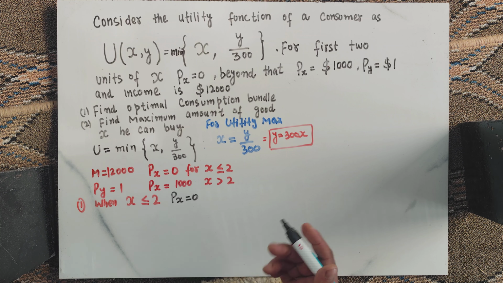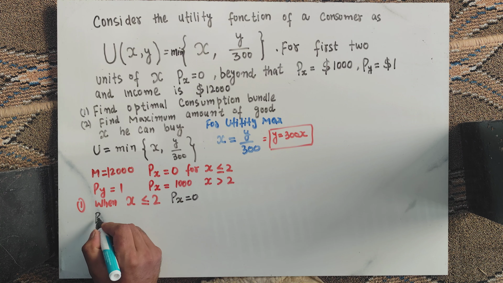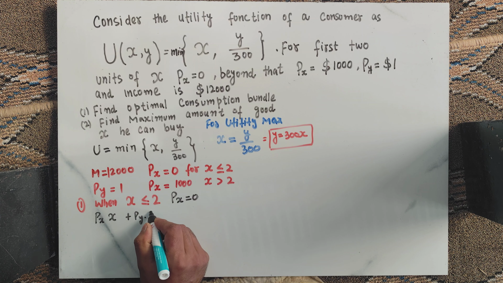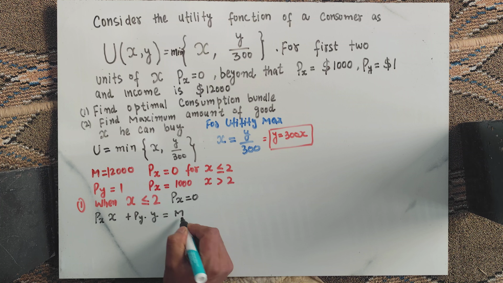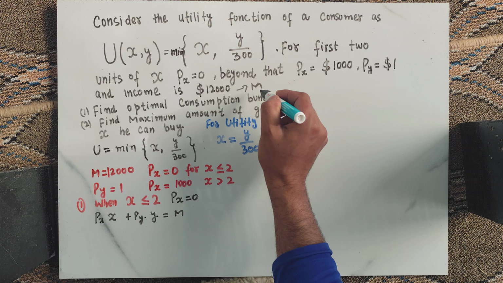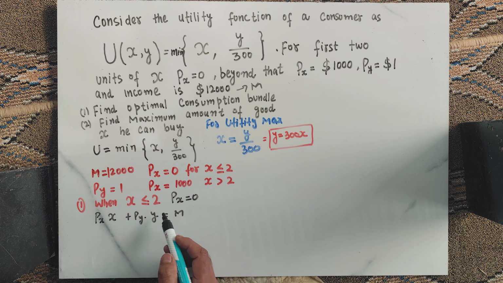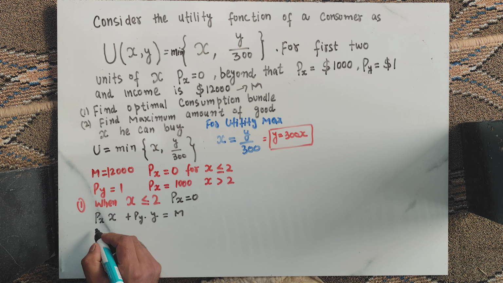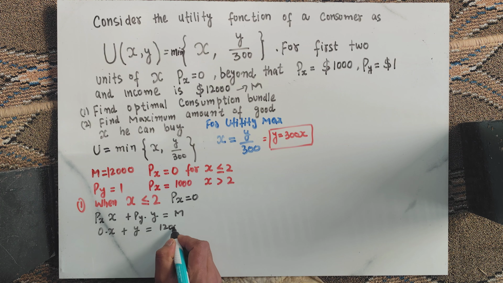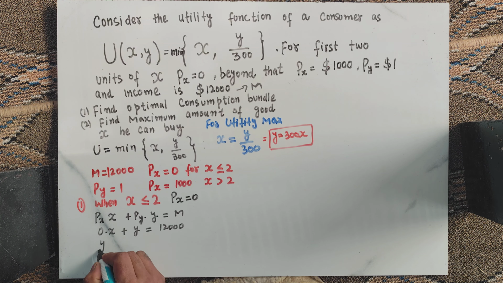Now let's construct the budget constraint. Price of good x times units of good x plus price of good y times units of good y should be equal to the income of the consumer, which we denote by m. For the first 2 units of good x, price of x is 0, so we have 0 times x plus price of good y, which is 1, as given. So y is equal to the income, 12,000. So y in fact will be equal to 12,000.